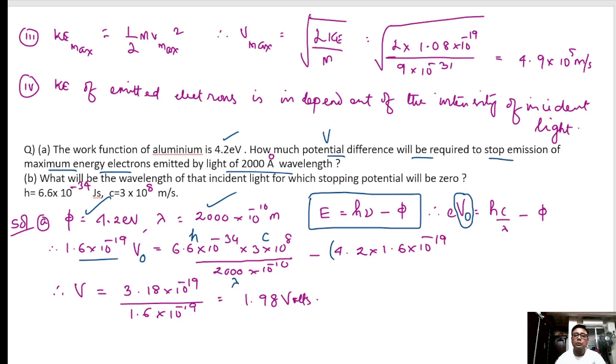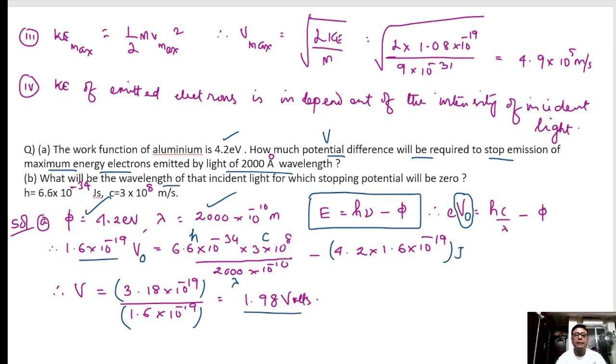This is 4.2 electron volts. So 1 electron volt is 1.6 into 10 to the power minus 19 joules. So solving it, we get this on the right side. So V will be this divided by 1.6, which comes to 1.98 volts. This is the voltage we have to use to stop the electrons being emitted.